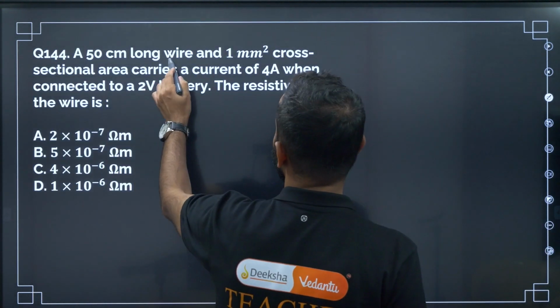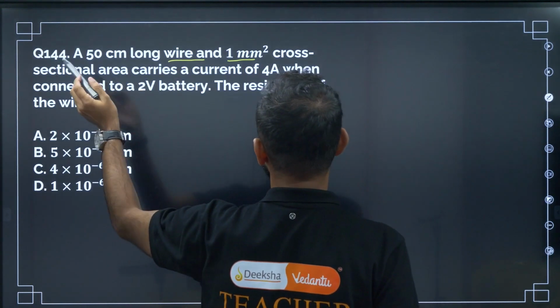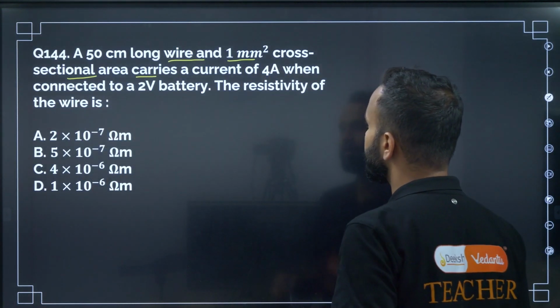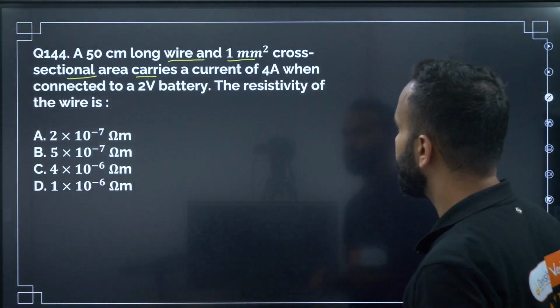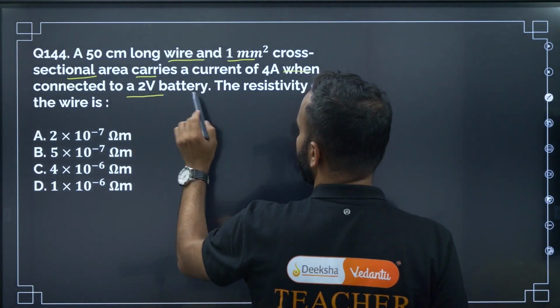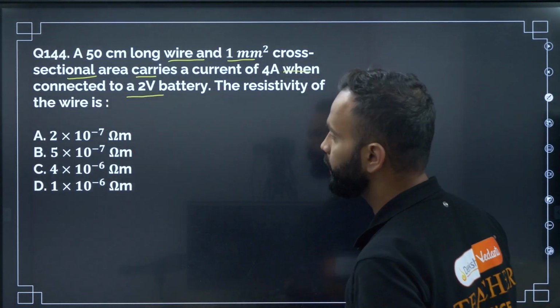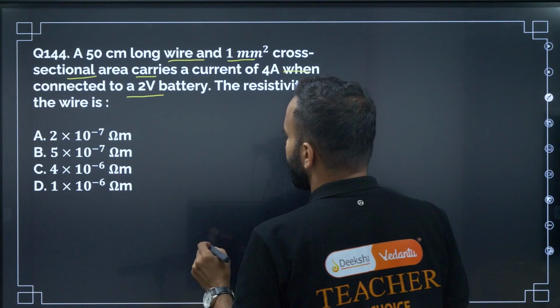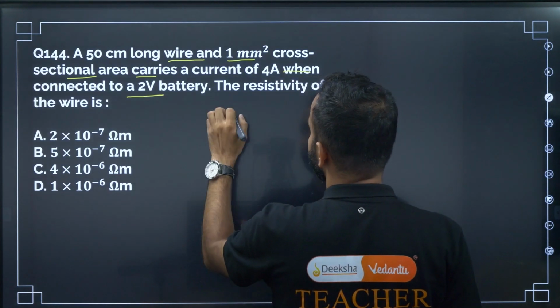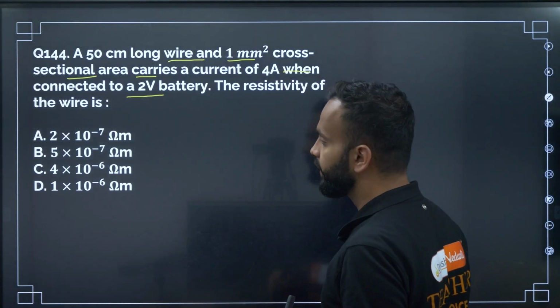A 50 centimeter long wire and 1 millimeter square cross sectional area carries a current of 4 ampere when connected to a 2 volt battery. The resistivity of the wire is, okay, so here the wire is connected to a 2 volt battery, right?